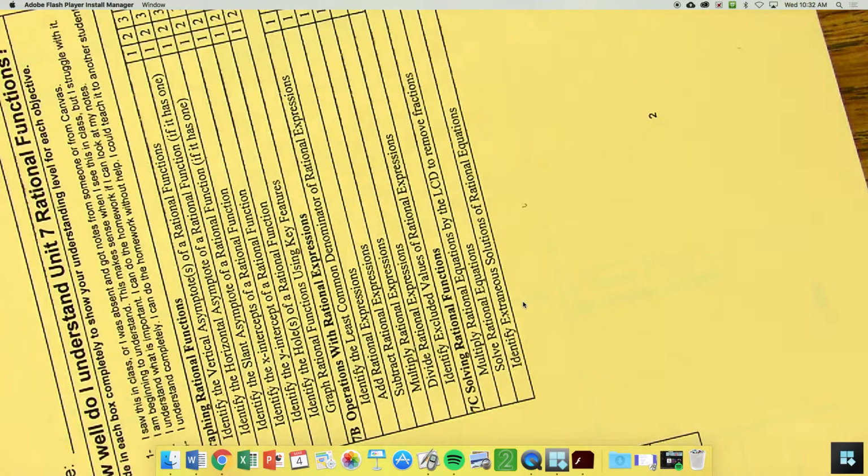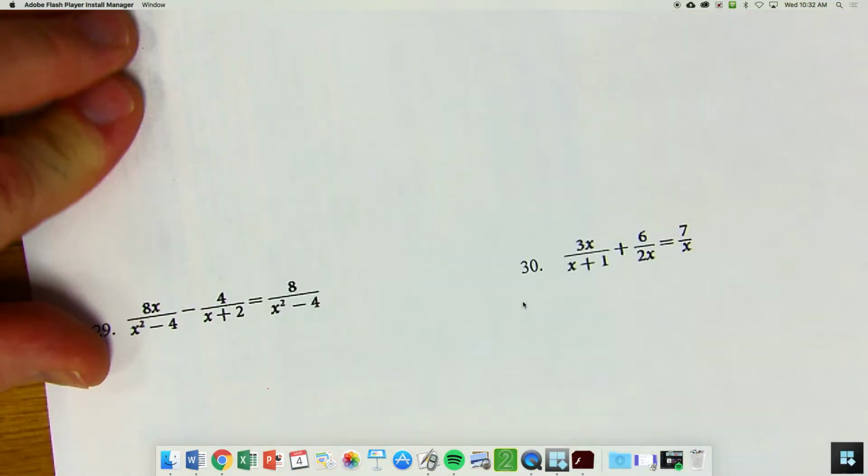This last page. Oh, yeah. Last page. Last 5 problems. Let's get her done, son.